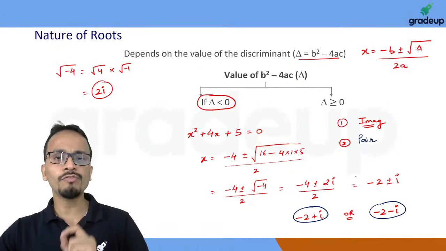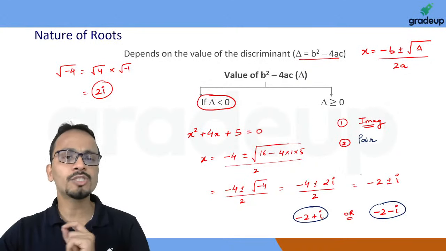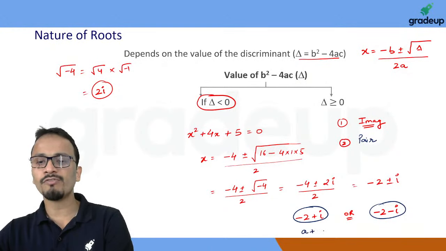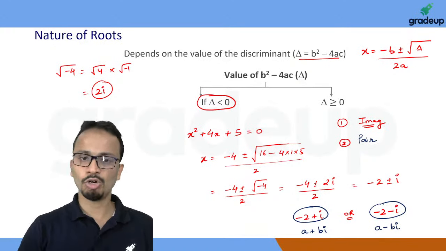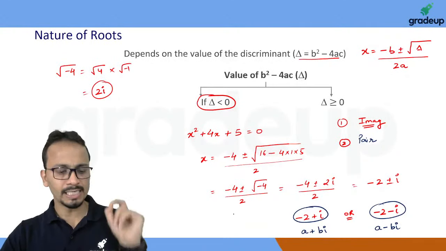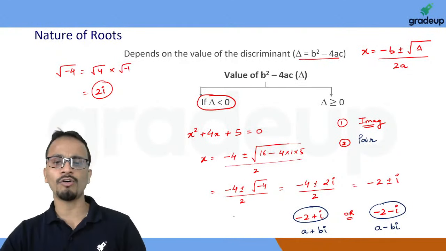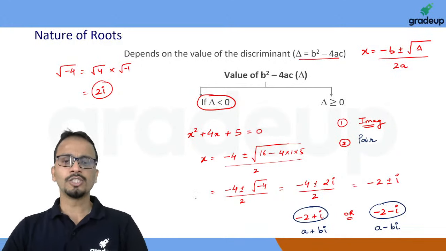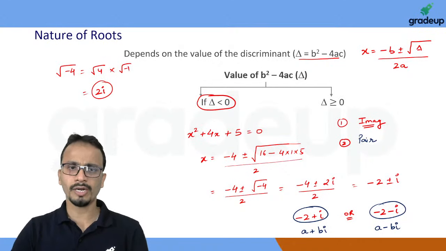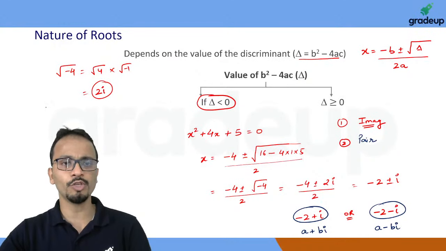That means one of the roots will be the complex conjugate of the other root. Complex conjugate means if one root is in the form of a plus b iota, the other root will be in the form of a minus b iota. This is what you have to take care of. So if one root is imaginary, the other root has to be imaginary, and it will be the complex conjugate of the other root. Where can I use this particular thing? I'll tell you one of the usages.